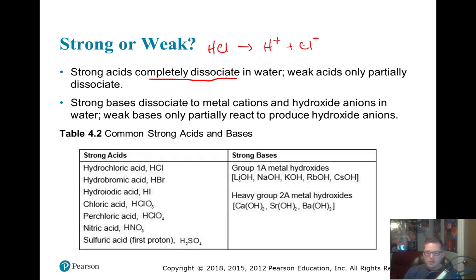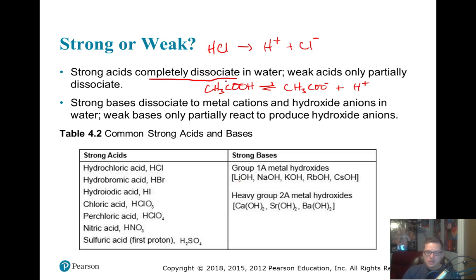So every single molecule of HCl that you started with is going to be floating around in solution as either an H plus ion or a Cl minus ion. Weak acids do not do the same thing. They only partially dissociate. So if you had your acetic acid, this is a weak acid. When this goes into water, it forms an equilibrium of acetate, CH3COO minus, as well as H plus.